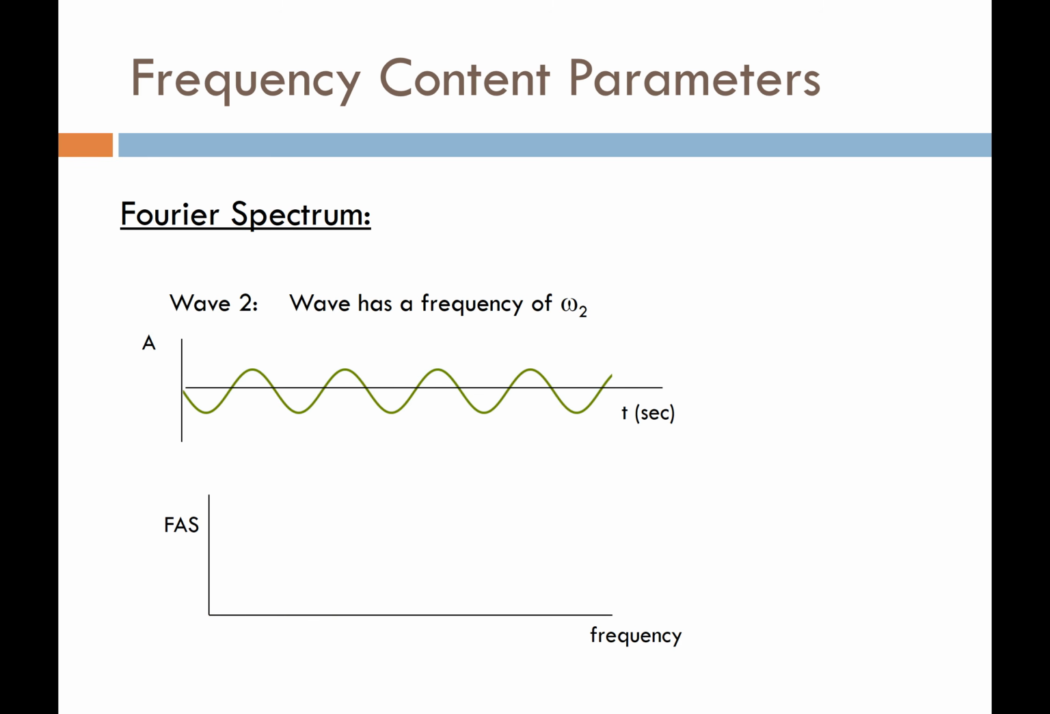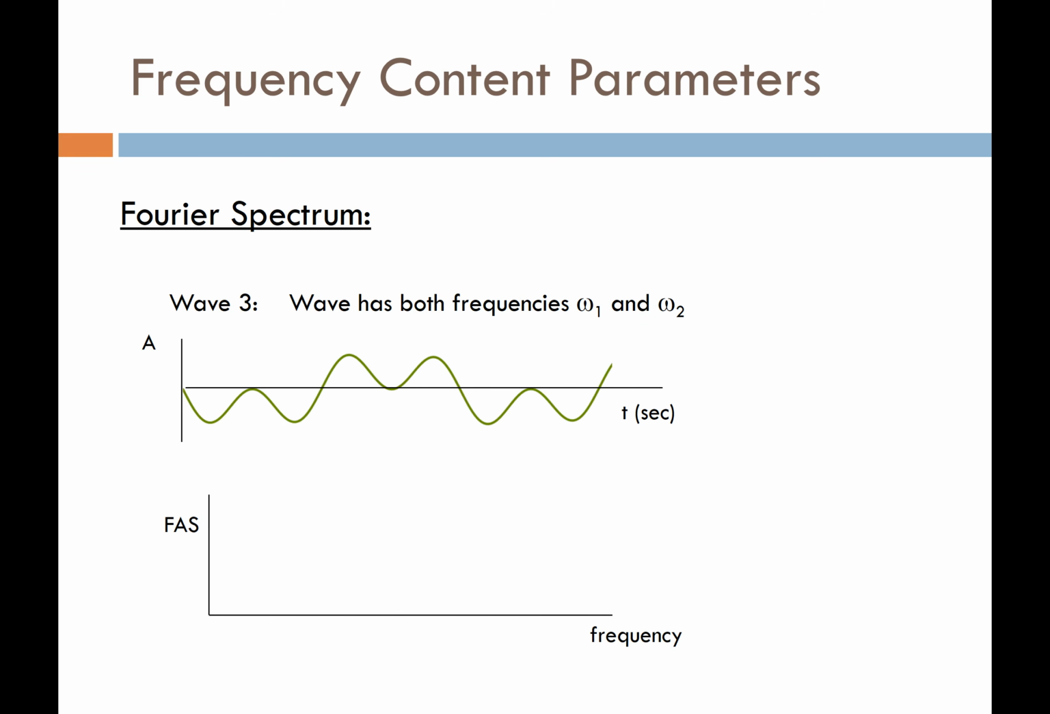So let's look at a different wave. Wave number 2 has a different frequency. It has a higher circular frequency. We'll call it omega 2. If I'm going to plot the Fourier spectrum for this wave, again, we can describe this wave with a single sinusoidal wave with a frequency of omega 2. And so the Fourier spectrum for this wave would just be a single peak at omega 2. Now, wave number 3 is a little tricky.